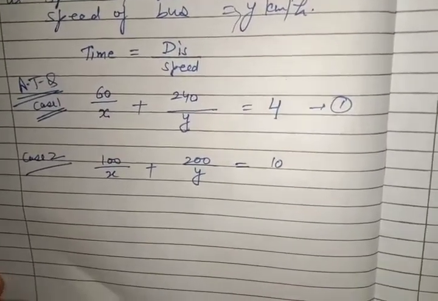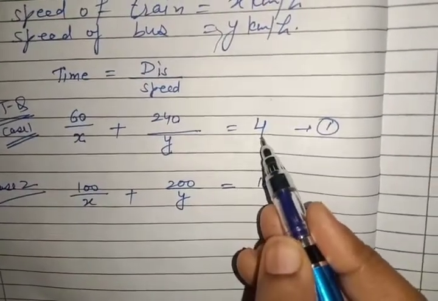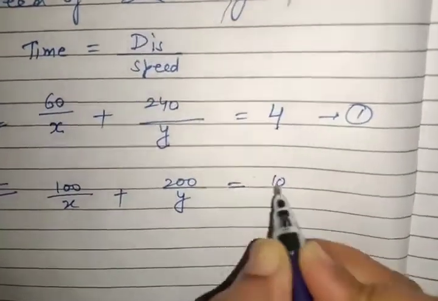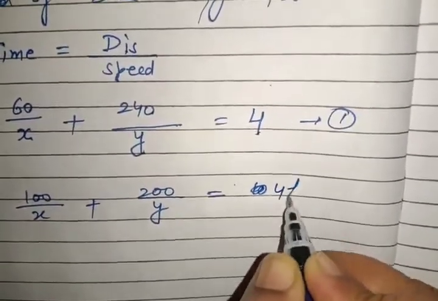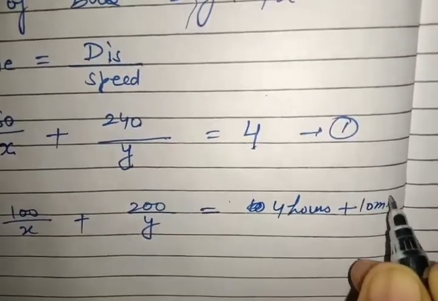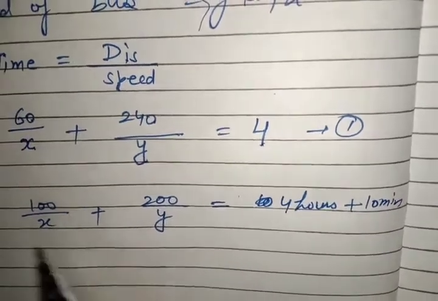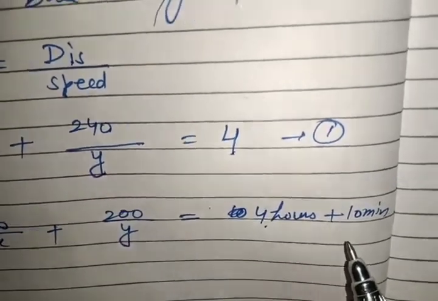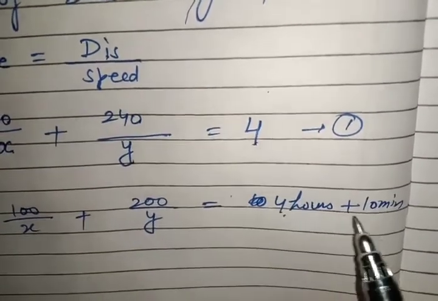10 minutes longer means as compared to the first case, here she takes 4 hours plus 10 minutes. This is the total time taken in this case. 4 hours plus 10 minutes. Very important question from the board examination point of view.